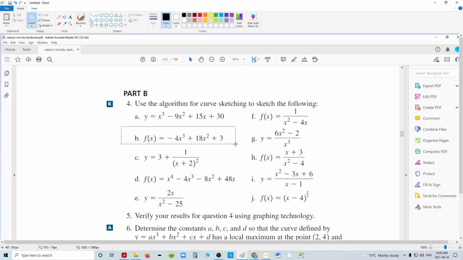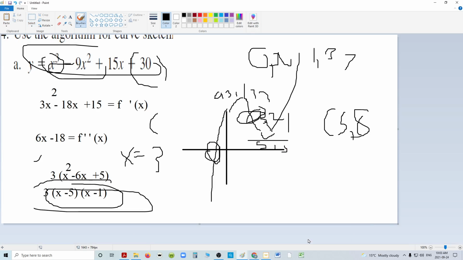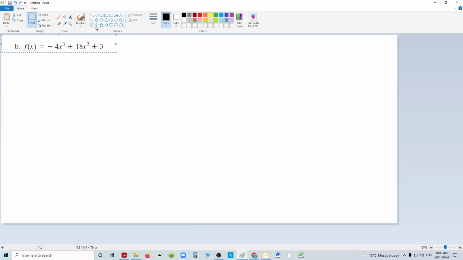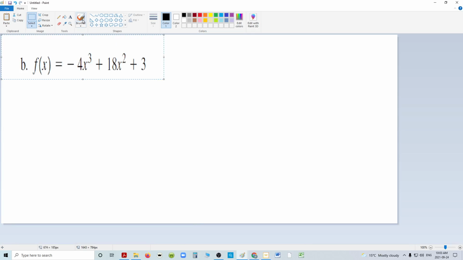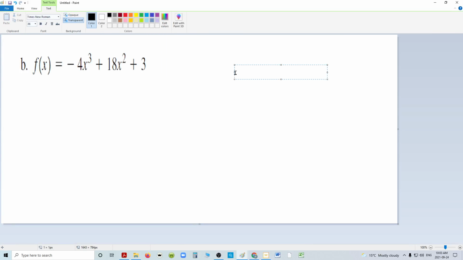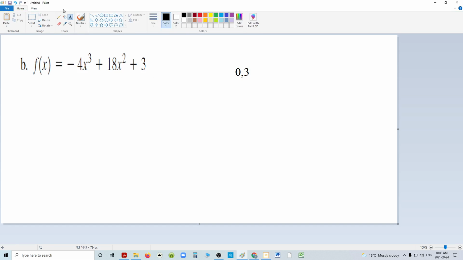I'm not going to do b. You can see that it has 0 comma 3 as a y-intercept, and the first derivative should be pretty clean. I'm going to do just a couple of the first derivatives instead of the graphing of it. So we already have a point, so that helps us. We're dealing with a cubic that has a negative in front of it, so it's going to come up from here and go down to here.